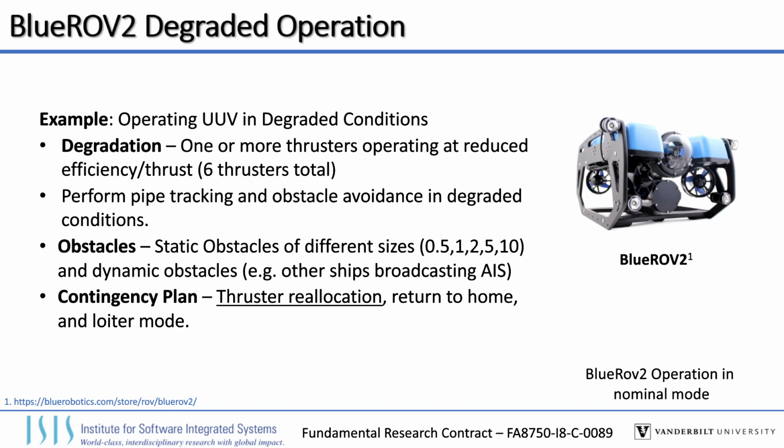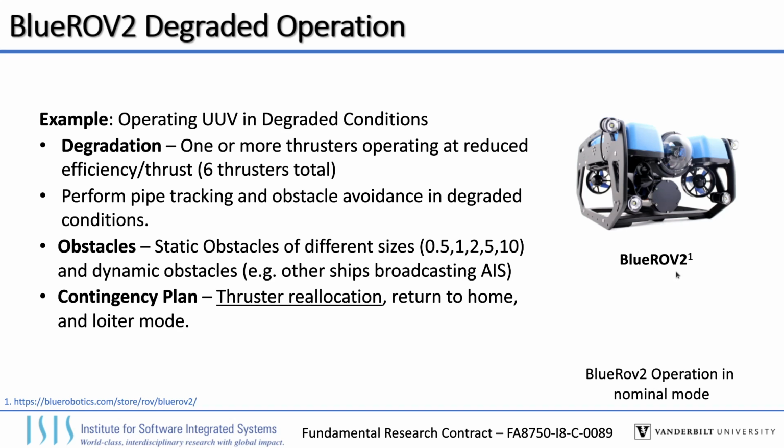These obstacles can be static obstacles of varying size. They can also be dynamic obstacles like shipping traffic, which may broadcast their current position and heading and so on via AIS service or similar. There's a few contingency plans we have for this system, but the one we'll be looking at is thruster reallocation. That is essentially remapping the thruster control law when certain errors occur.